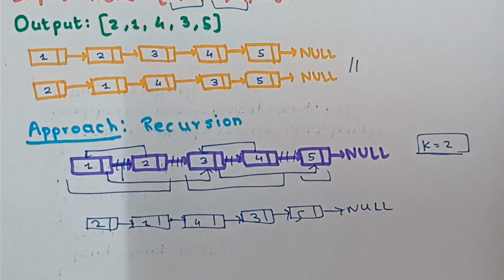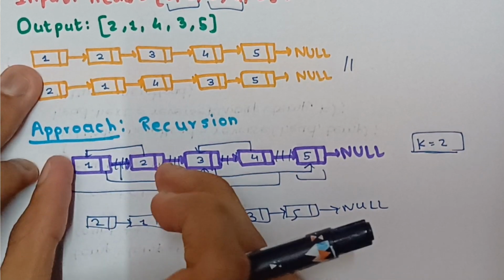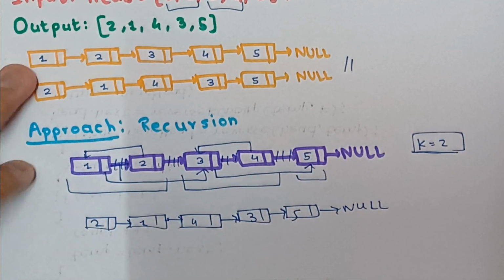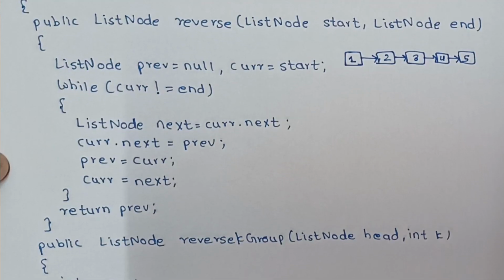This is a very simple approach. We will use recursion. Here we have nodes 1 and 2, we will reverse them in order, and then we will perform the recursion on the rest of the linked list. You will better understand by dry running the code. So let's dry run the code.